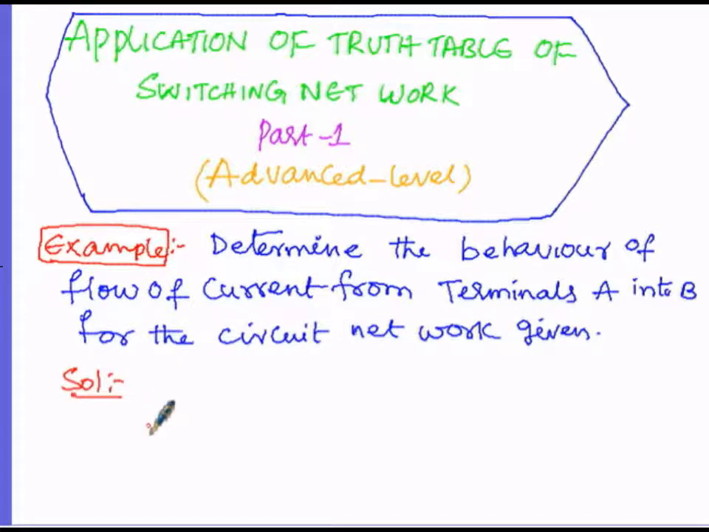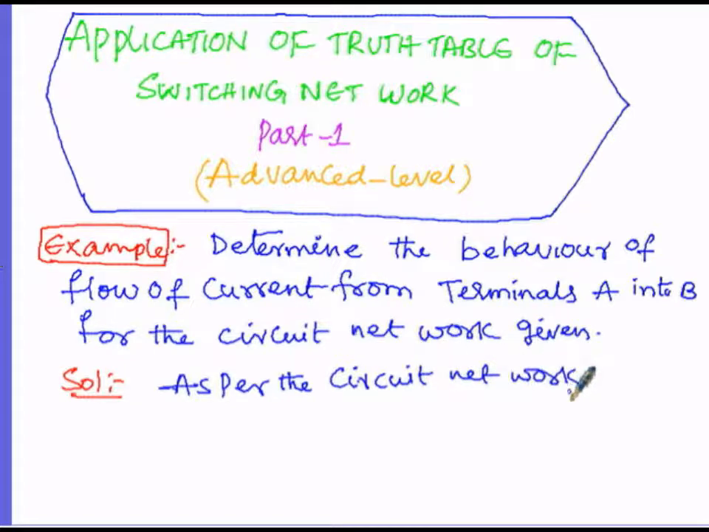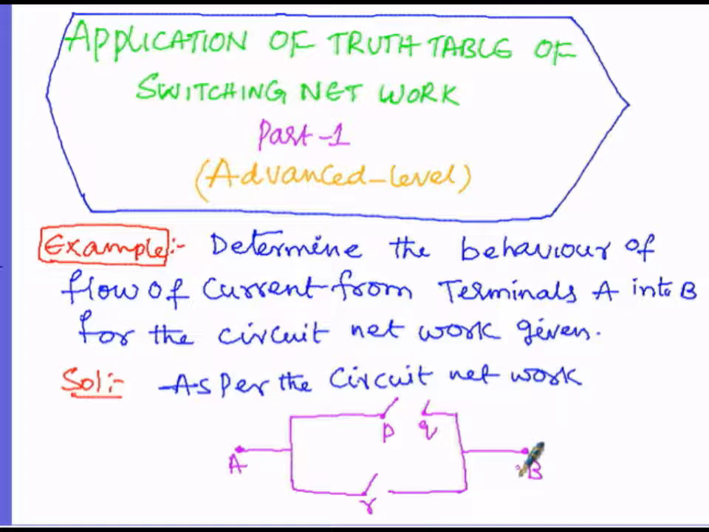Solution starts now. As per the circuit network, this is the terminal A, whereas here there are two switches, one is P and one is Q. They are arranged in series, and another switch, that is R, is arranged in parallel to the combination, and this is the terminal B. So we have to find out when the current flows from the terminal A to the terminal B through these switches, that is P and Q, which are arranged in series, and R is a switch which is arranged in parallel to the P and Q switches.